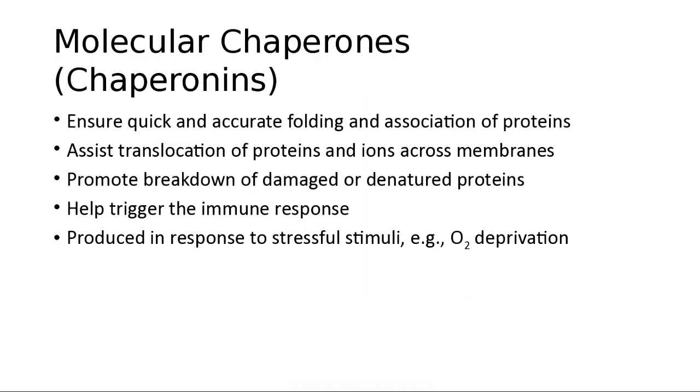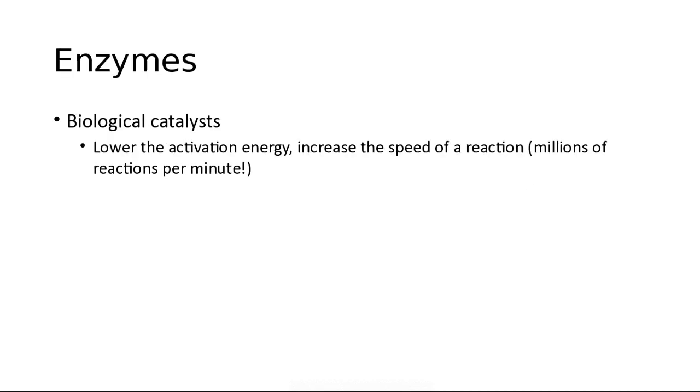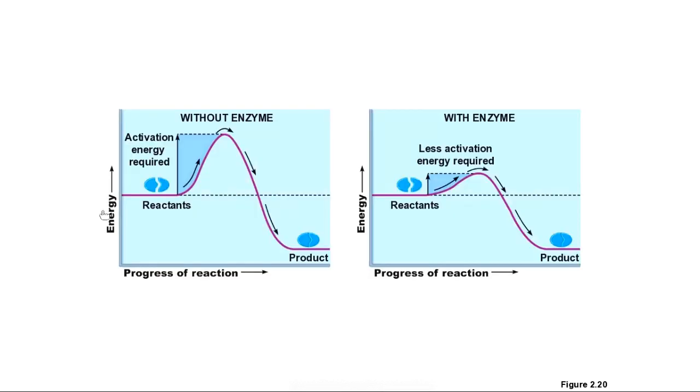Molecular chaperones are chemicals that help proteins bend into the right shapes to be formed. They help them fold properly, they help trigger the immune response, and they respond to stressful stimuli. Enzymes are biological catalysts, and they lower the activation energy of a chemical reaction, and they increase the speed of a reaction so that you end up getting millions of reactions per minute. So this is if you did not have an enzyme, it takes a lot of energy. If you do have an enzyme, it takes much less energy.